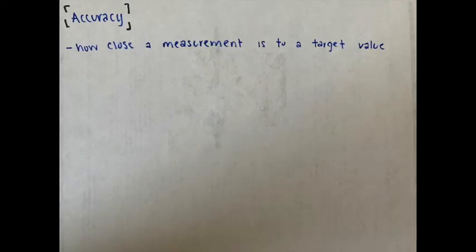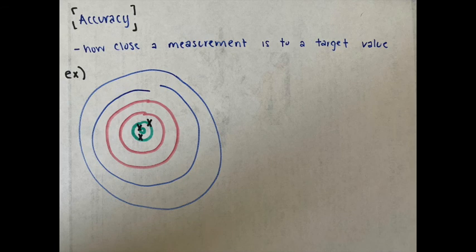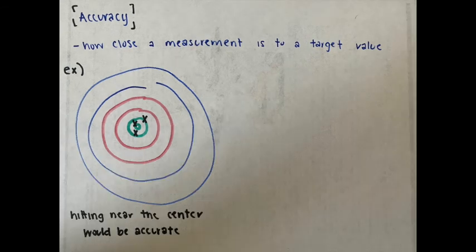Let's begin with accuracy. Accuracy is how close a measurement is to a target value. For our first example, we can see 3 points are close to the center of a target. We can say that this is accurate because they are all hitting near the center. In this case, we can say the center of the target is the known value.